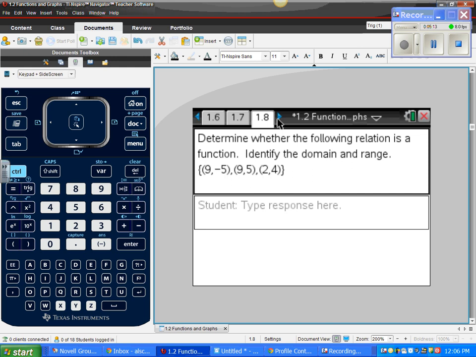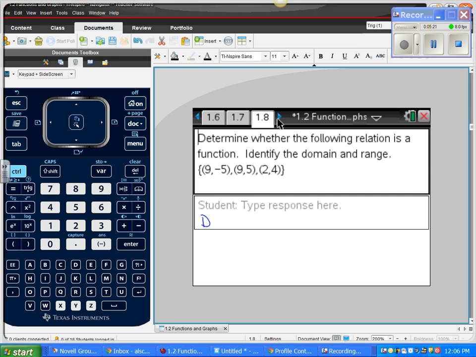Determine whether the following relation is a function. Identify the domain and range. Now guys, this should all be reviewed, so we're going to go through this pretty quick. Your domain is going to be the values 9 and 2, 9, 9, and 2. Okay. Range is going to be -5, 5, and 4. And remember, with a function, you can't have any repeating x values. So this is not a function. No repeating x values for functions.